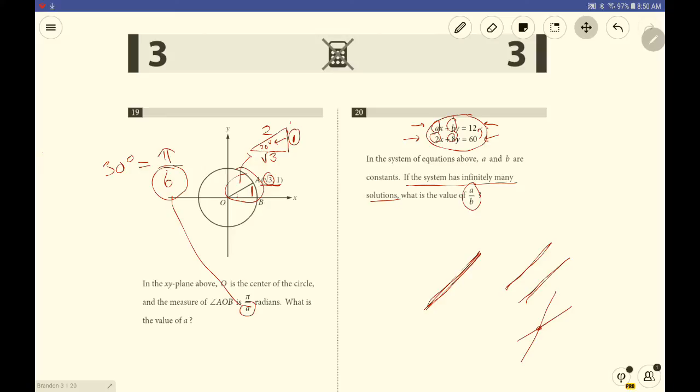the same line. So we can find the value of a over b just by looking at the one with numbers, 2x plus 8y equals 60. So we can do the x coefficient over the y coefficient easily there to find that it's 2 over 8, 1 over 4.